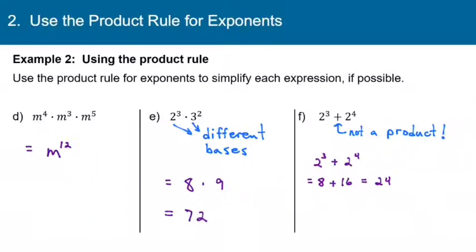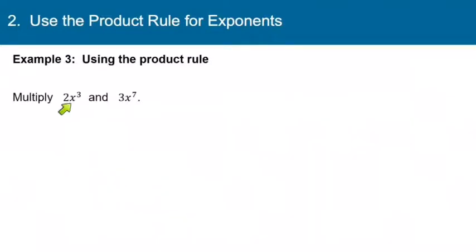So I want to make sure you understand why on E and F we could not use the product rule. We couldn't use the product rule on part E because the bases were not the same. And we couldn't use the product rule on part F because it's not a product, it's a sum. So knowing the rule is a good thing, but also knowing when you can't use the rule is absolutely very important. So now let's use the product rule to multiply 2x to the 3rd times 3x to the 7th.